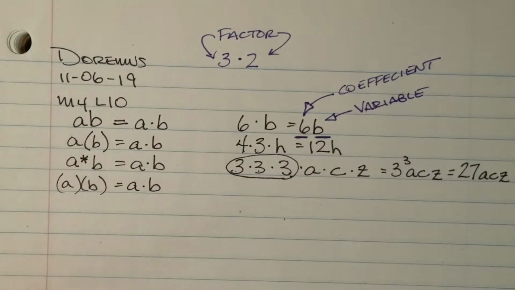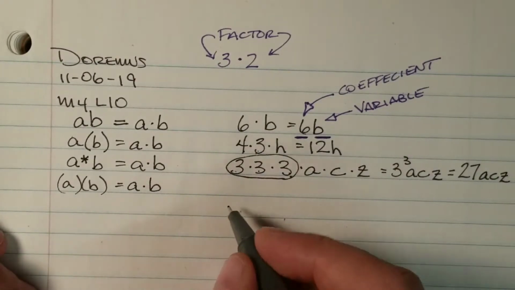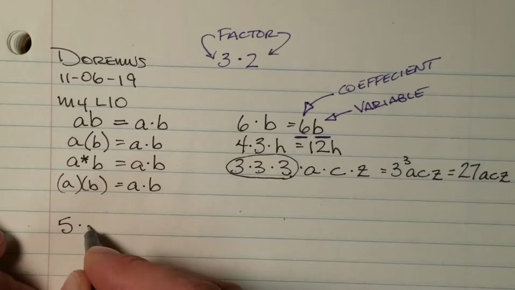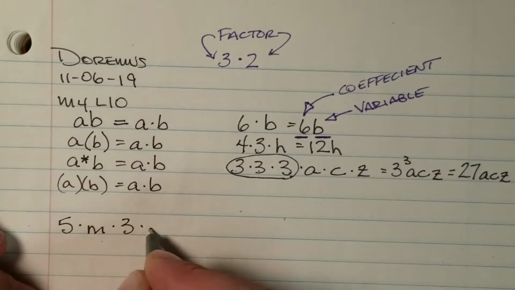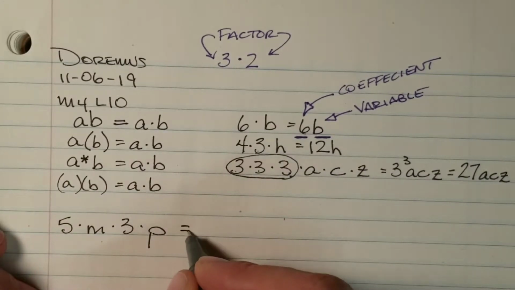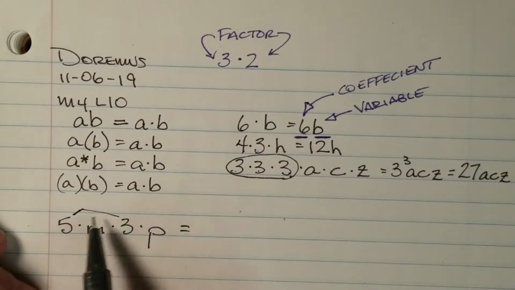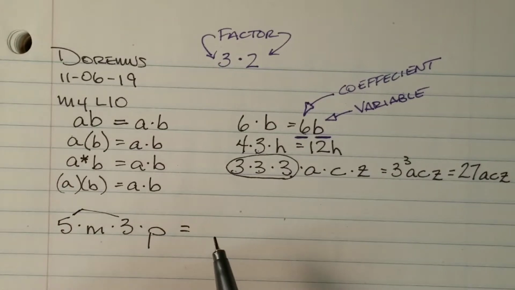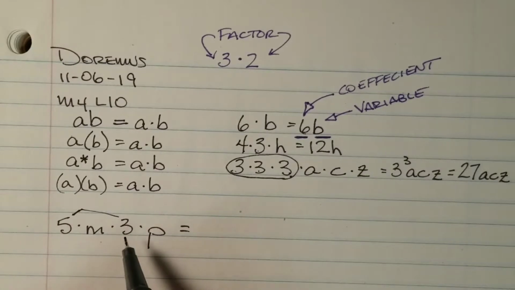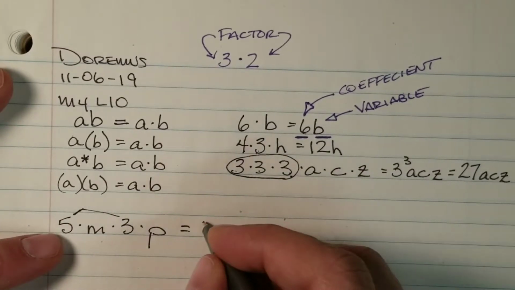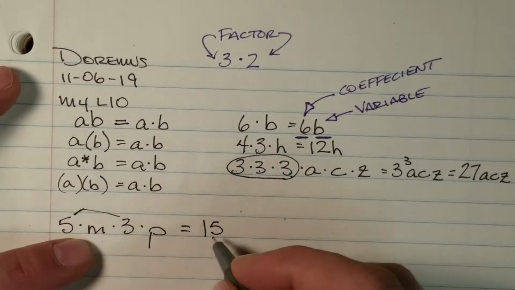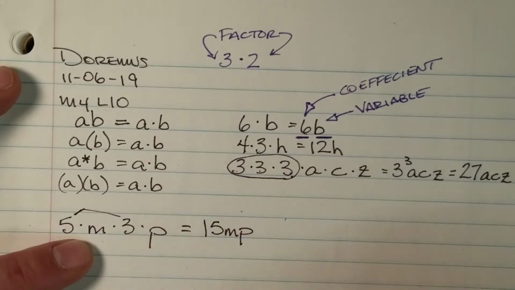Now, there's the way mathematicians like to put things in order. So if you come across 5 times m times 3 times p, we're going to rewrite that combining like terms, and the 5 and the 3 can be multiplied together. Remember the commutative property of multiplication. We can multiply in any order we want. We can do 5 times 3, which is 15. Then we can multiply by m, multiply by p. Fair enough?